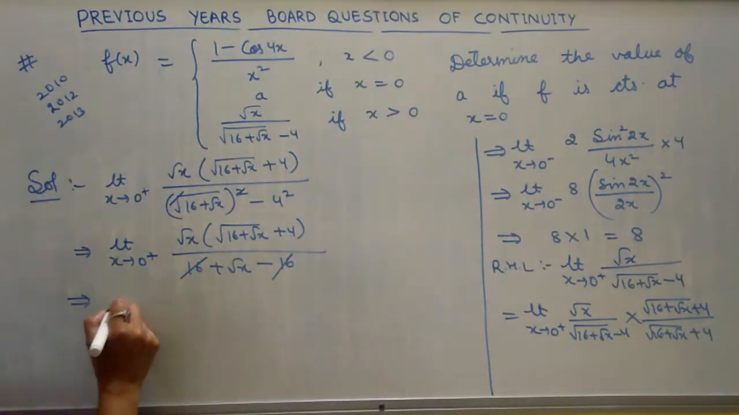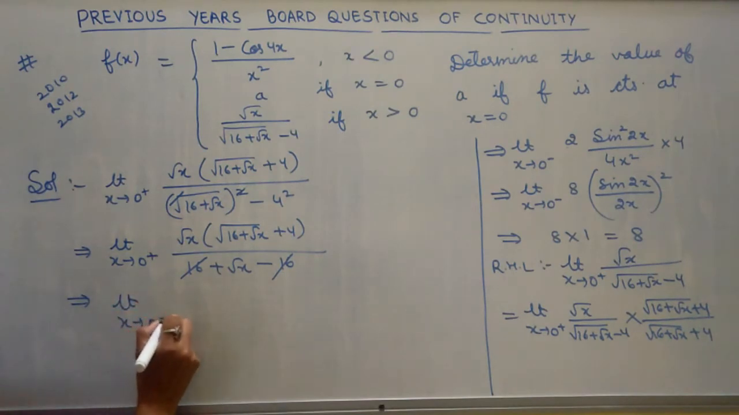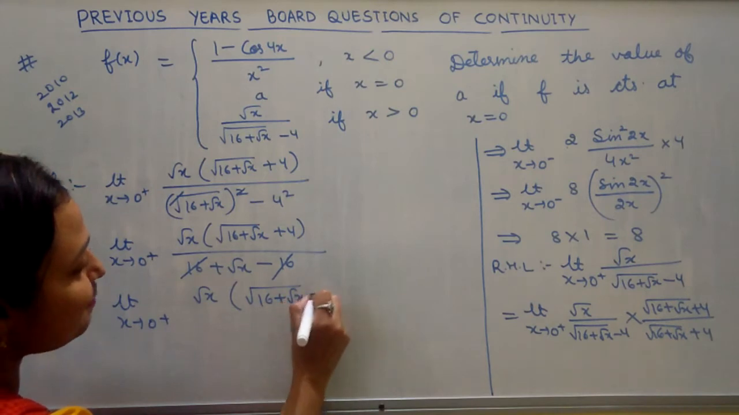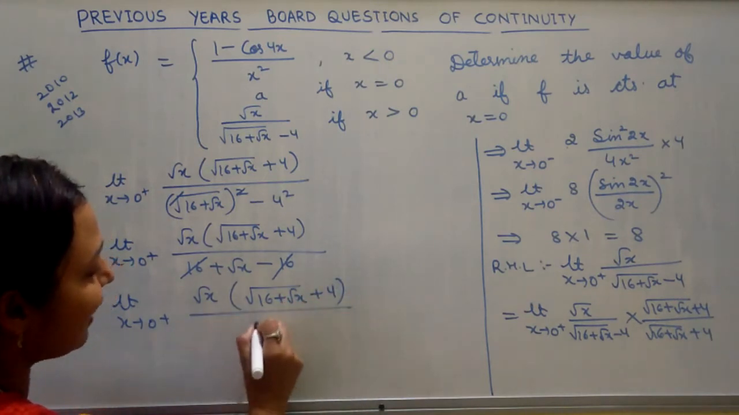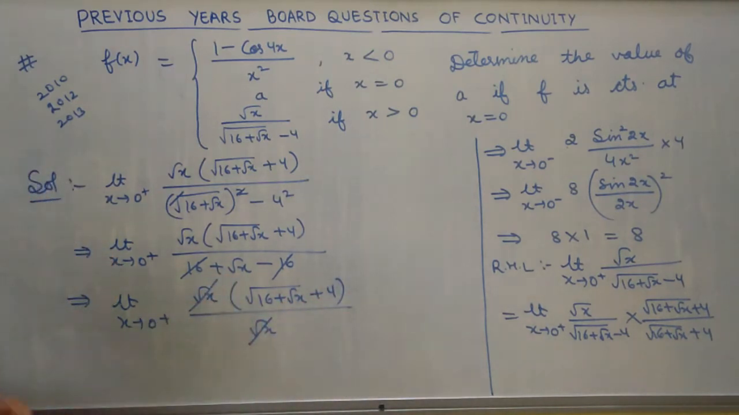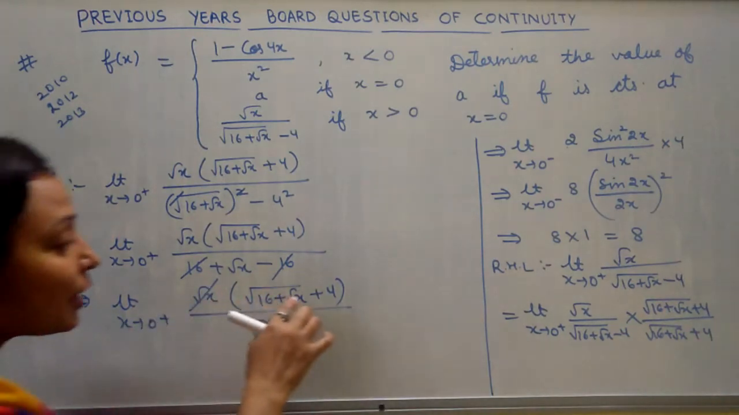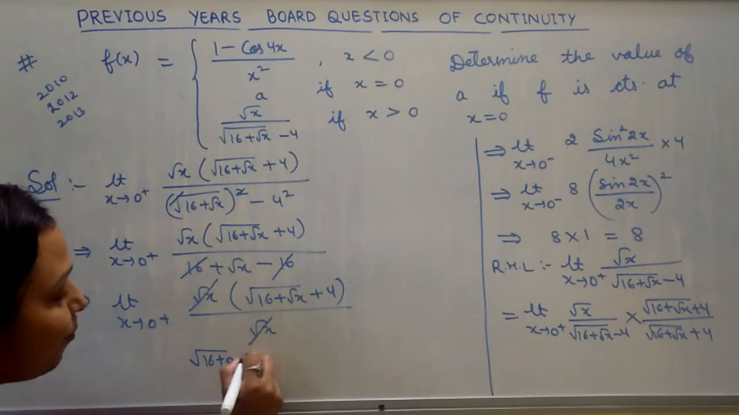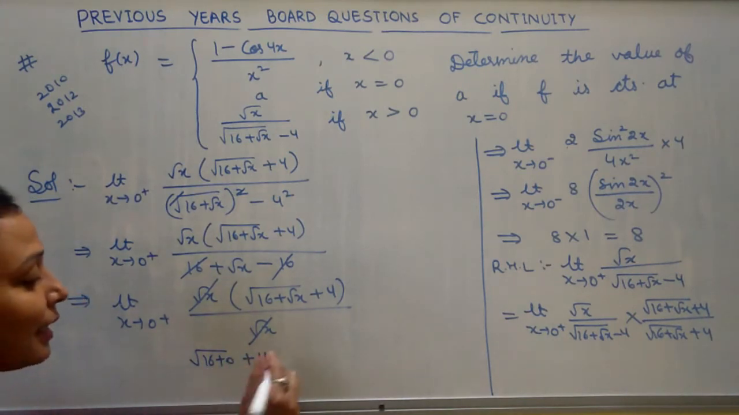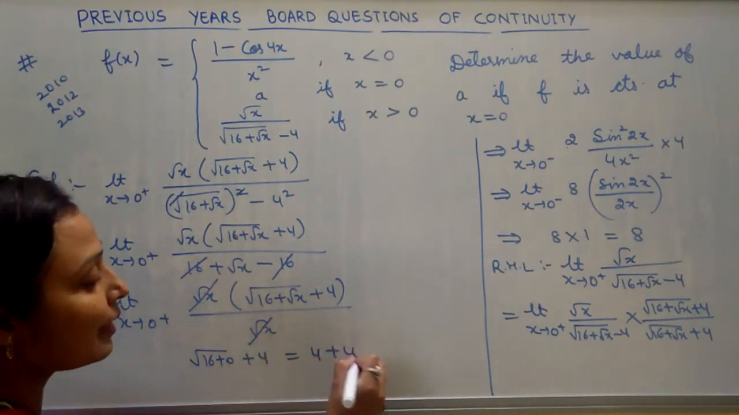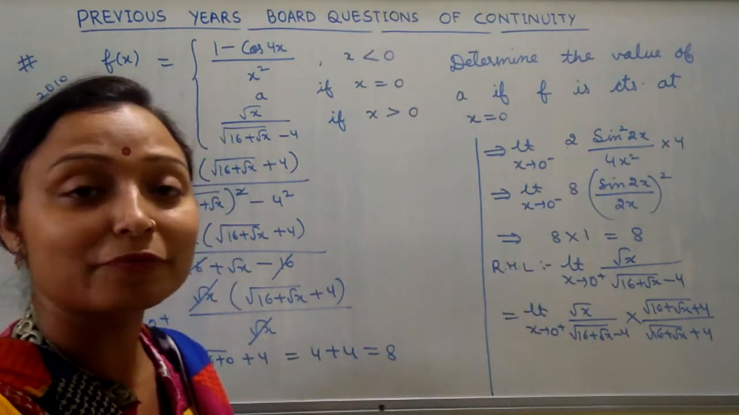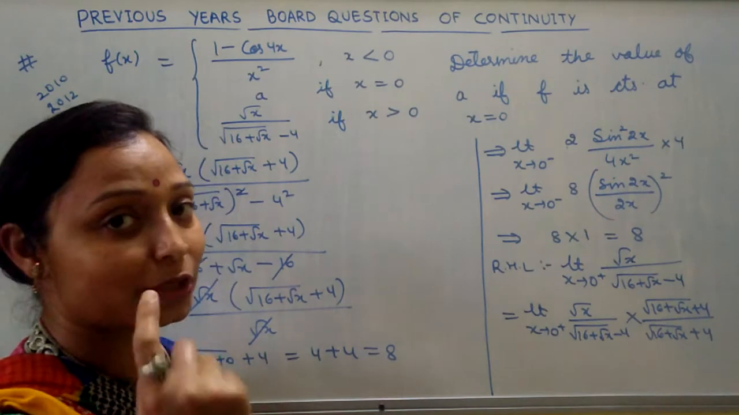Now the limit x approaches to 0 positive, x under root 16 plus root x plus 4 divided by root x. This root x and this root x will cancel. When you put 0 in place of x, you will get root 16 plus 0 plus 4. Root 16 means 4 plus 4, that will equal 8. Now both values are same. Left hand limit equals right hand limit equals f of 1.